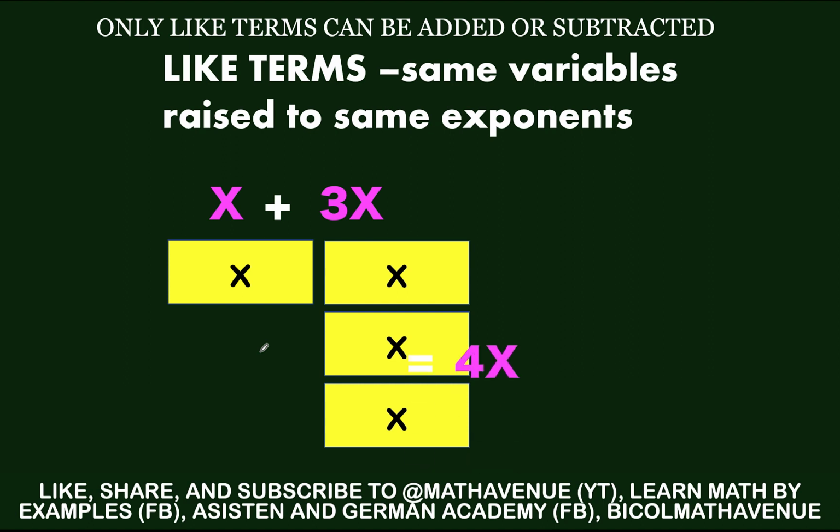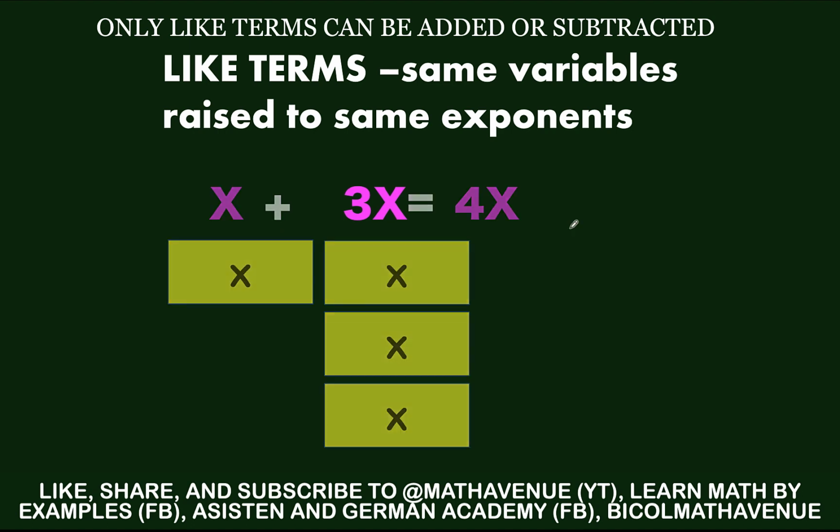In this case, there are 4 x's, and therefore you now say that x plus 3x is equal to 4x. That is now what we mean by saying that only like terms can be combined. Now let's have another example.